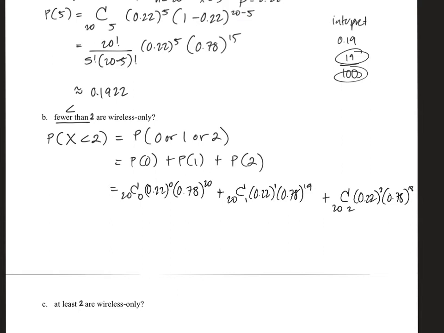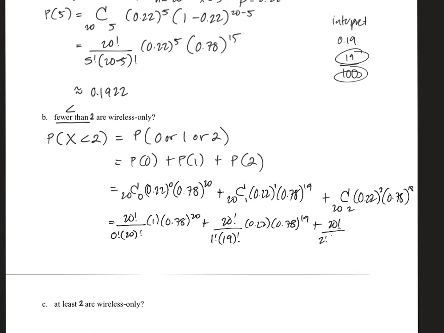Okay, so what are all of these values going to be? This is going to be 20 factorial all over 0 factorial times 20 factorial, 0.22 to the 0, which would actually just be 1, 0.78 to the 20, plus 20 factorial all over 1 factorial times 19 factorial, times 0.22, 0.78 to the 19th, plus 20 factorial all over 2 factorial times 18 factorial, times 0.22 to the 2nd power, 0.78 to the 18th power. I'll go ahead and plug those into my calculators and see what I get.